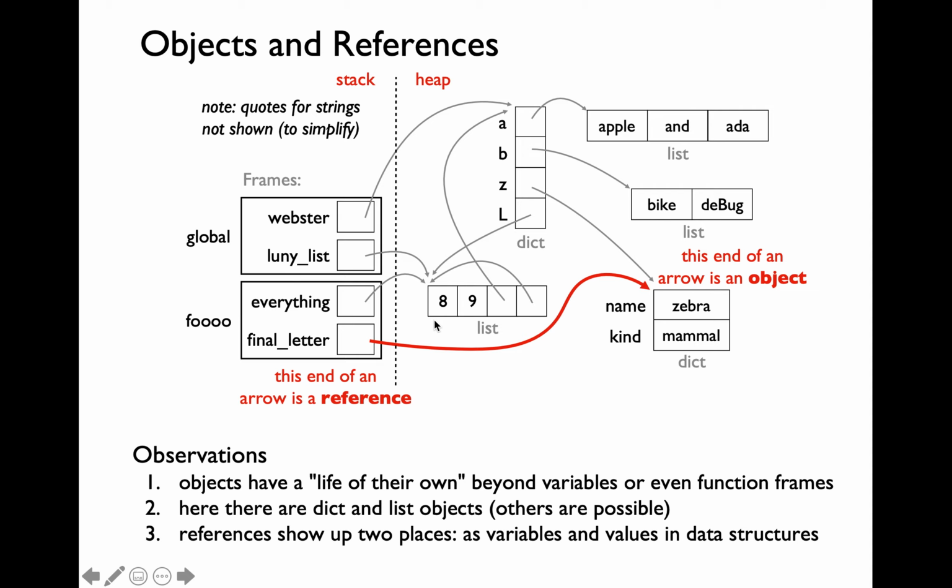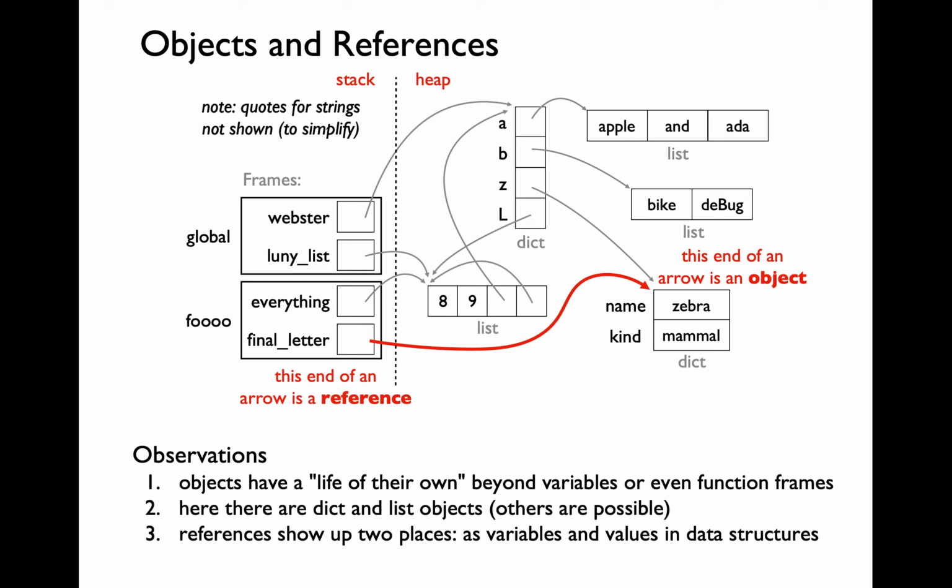Observation 2 here is mentioning that in this particular version of this diagram, there are two kinds of objects which are dictionary object and list objects. There are other possible objects. I'll give you example for that shortly.